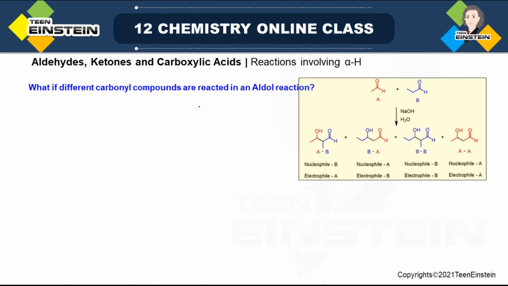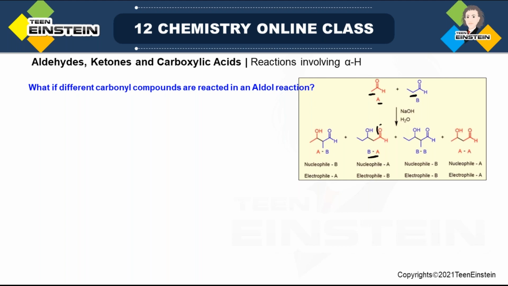So what if different carbonyl compounds are reacted in an aldol reaction? You have already seen different examples, but if you look at this A and B molecule, A molecule has alpha hydrogen present, B molecule also has alpha hydrogen present. So now you will get all possible combinations. When A is generating the carbanion, that means it will act as nucleophile, it has some negative charge, right? So if A is generating carbanion, this is the combination.